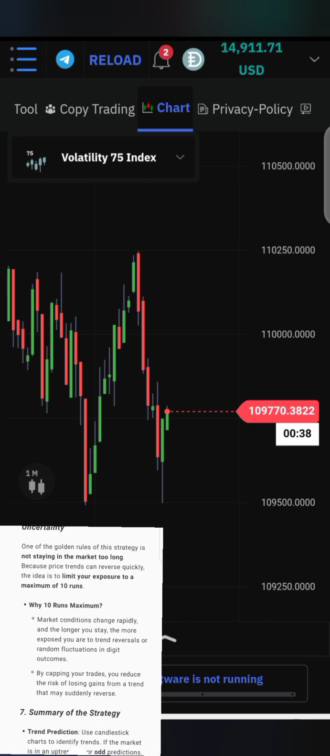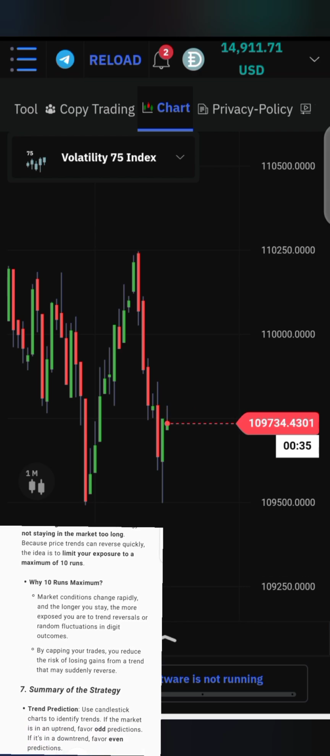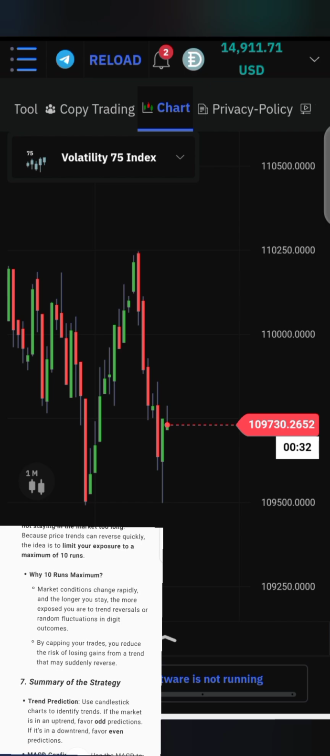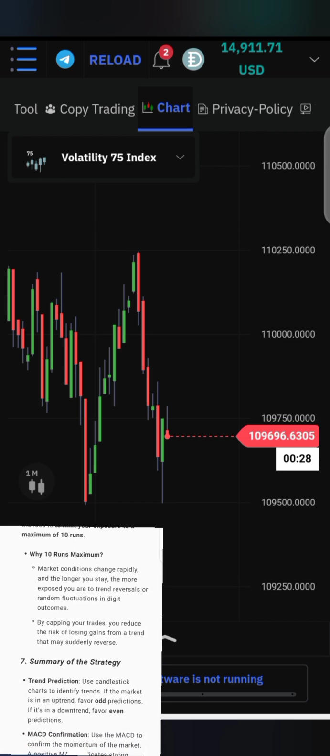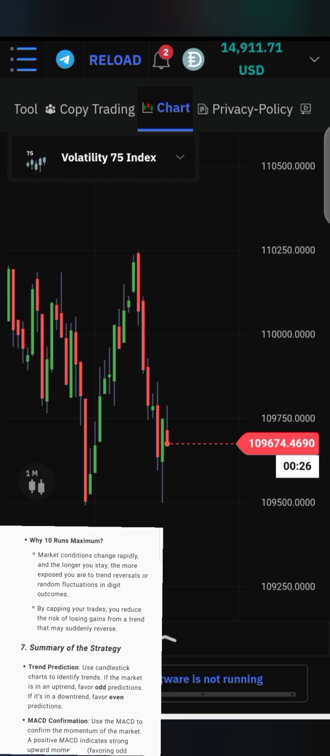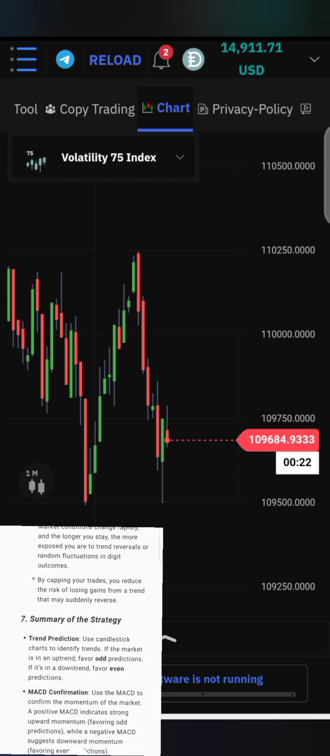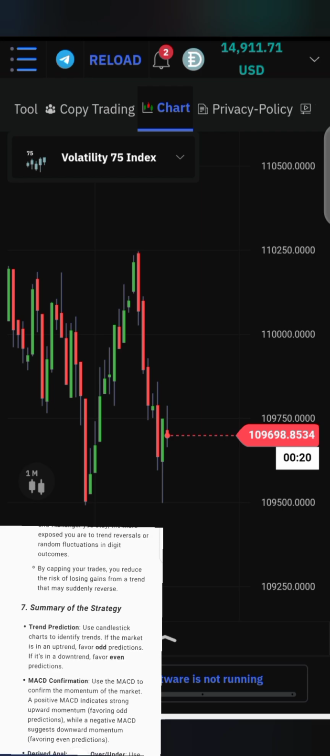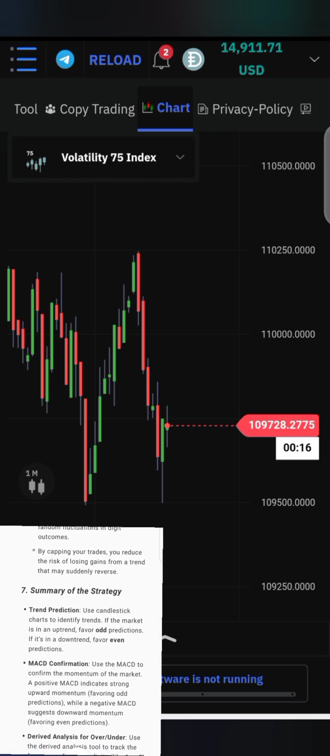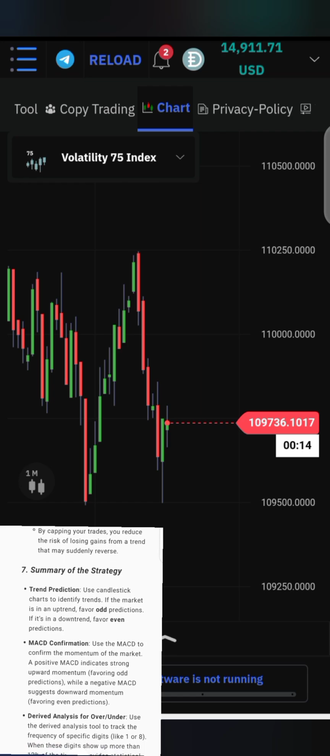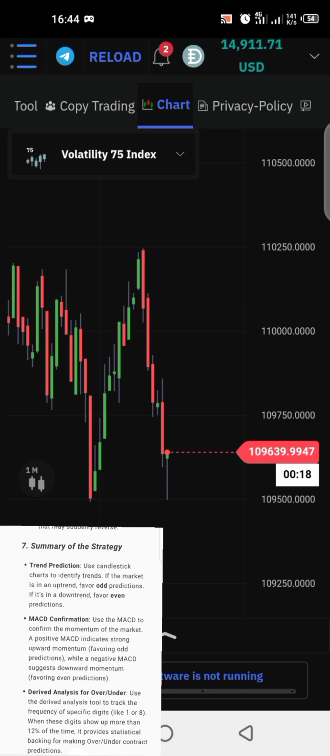6. Limiting risk and managing uncertainty. One of the golden rules of this strategy is not staying in the market too long. Because price trends can reverse quickly, the idea is to limit your exposure to a maximum of 10 runs. Why 10 runs maximum? Market conditions change rapidly, and the longer you stay, the more exposed you are to trend reversals or random fluctuations in digit outcomes. By capping your trades, you reduce the risk of losing gains from a trend that may suddenly reverse.